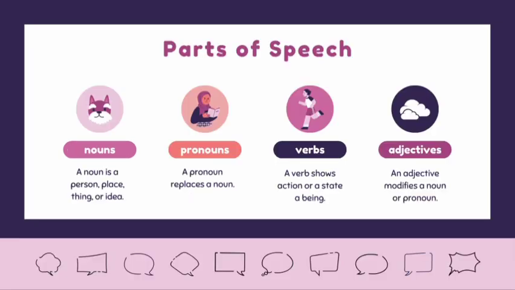This is a review of this video. Noun. A noun is a person, place, thing, or idea. Pronouns. A pronoun replaces a noun. Verbs. A verb shows action or state of being. Adjectives. An adjective modifies a noun or pronoun.